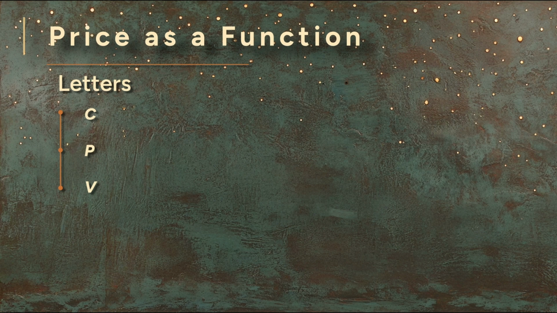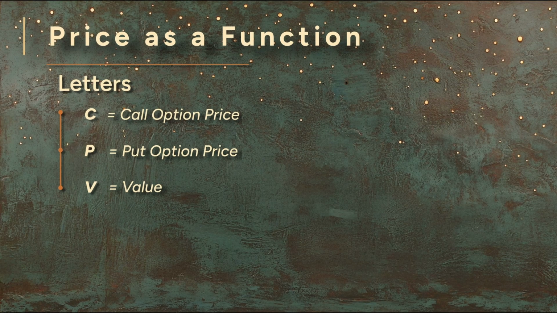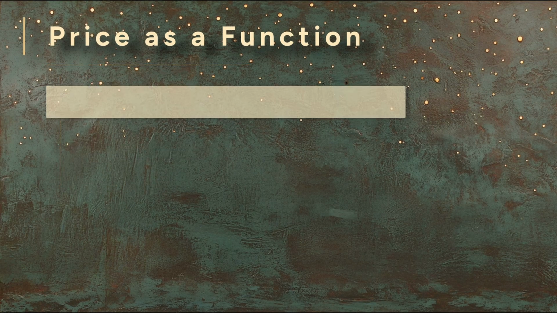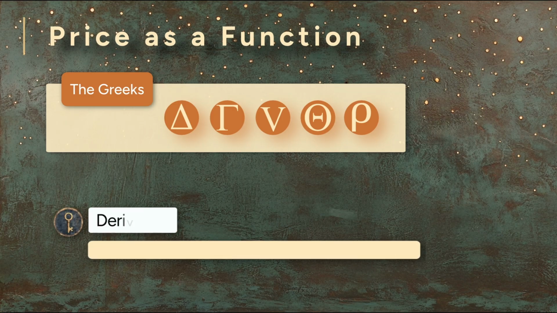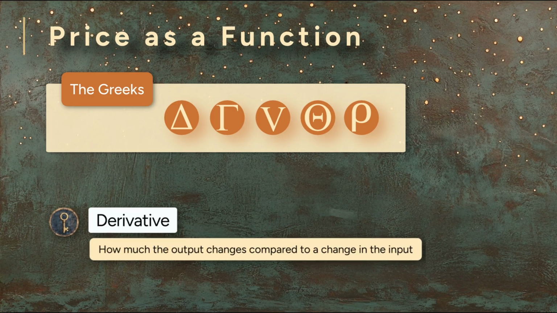Quants often use C for the price of a call option and P for the price of a put. Here, we will use V for value because everything we say applies to both calls and puts. And now it's time to meet the Greeks. These are numbers that measure how V changes relative to the inputs. Mathematics already has a way to do this with a tool from calculus called derivatives. A derivative tells us how much the output changes compared to a change in the input.